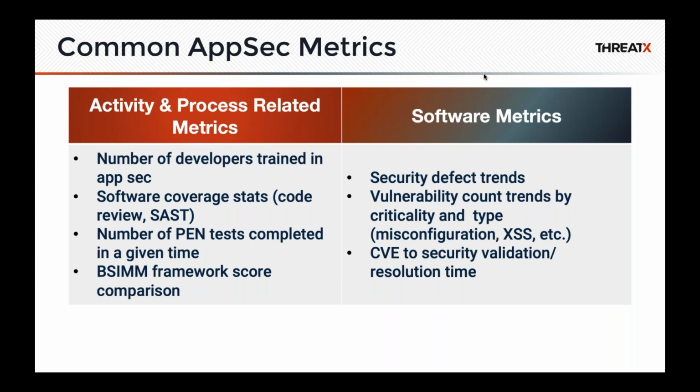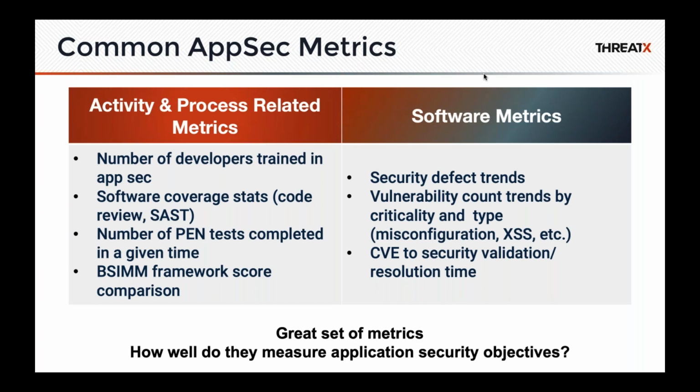There's a second category of metric, and this category captures potential risk associated with an application. They're mainly software related. This set includes things like defect counts and vulnerability counts, maybe grouped by criticality and various types. And then the CVE security validation time, or the time from when a CVE comes out to the time you have validated that either the CVE is not something you need to be concerned about because it has been mitigated, or you put a fix in place. All of the above on this slide are really good metrics, and I'd recommend you monitor and measure at least some of them.